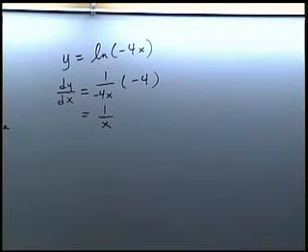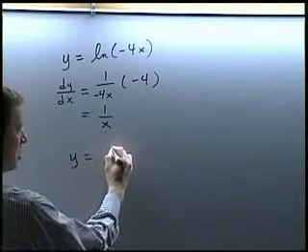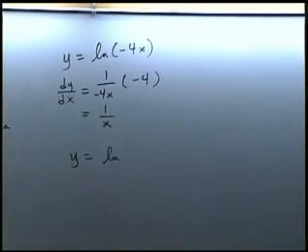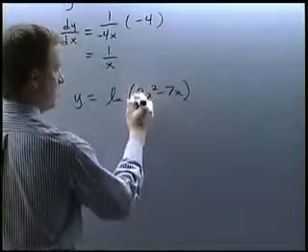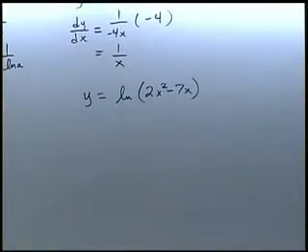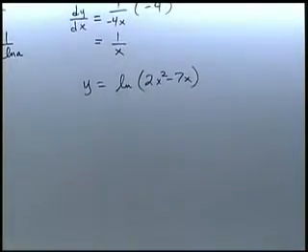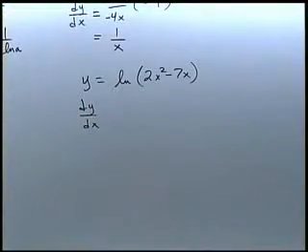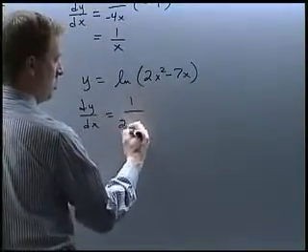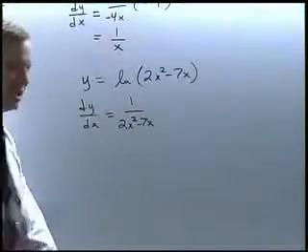All right, another example. What if I have y equals the natural log of 2x squared minus 7x? And we are interested in the derivative of this function. What does the natural logarithm tell us to do? The derivative is 1 over whatever's in parentheses, exactly. So that's the first part: 1 over 2x squared minus 7x.